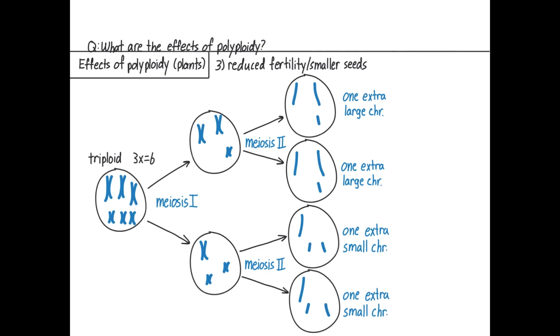Now, if there were only 2 chromosome types, as in this example, some of the gametes would get 1 of each chromosome type and be viable. But most plants have 5 or more chromosome types, so it's pretty unlikely that in a triploid, meiosis will produce a gamete with exactly 1 of each chromosome type. This is why we see a reduction in fertility in triploids.